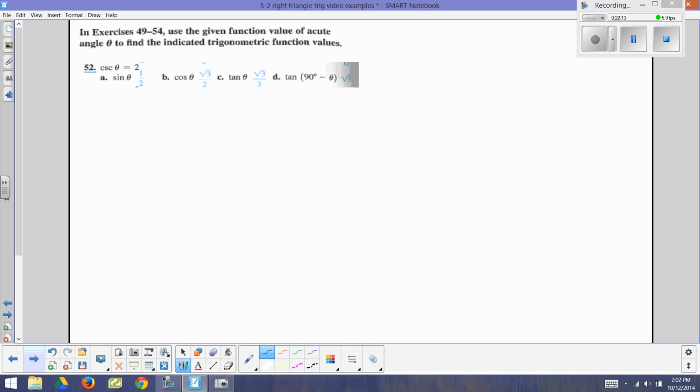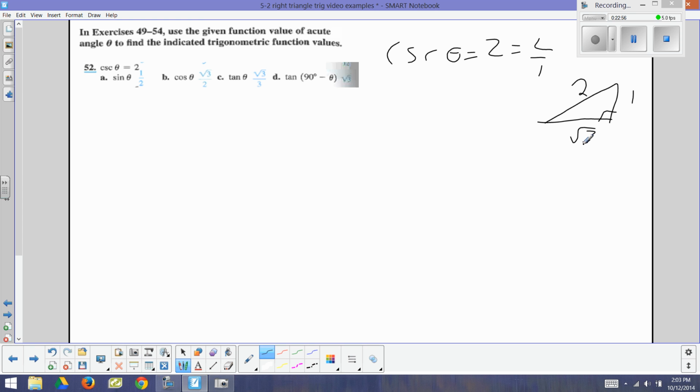52. Use the given function values of the acute angle theta and find the indicated trigonometric functions. If the cosecant of theta is equal to 2, which is really 2 over 1, you draw my triangle. Makes it a lot easier, I think. Remember, cosecant and sine are reciprocals. So sine is opposite over hypotenuse. Cosecant would be hypotenuse over opposite. And I hope you recognize that right away. 1, 2, third side's radical 3. If you don't, you can use Pythagorean theorem.